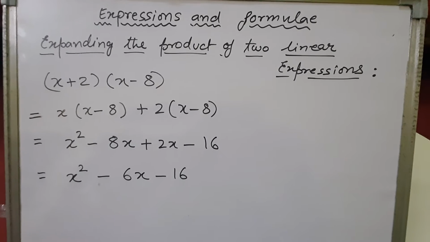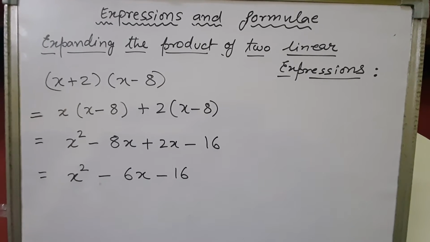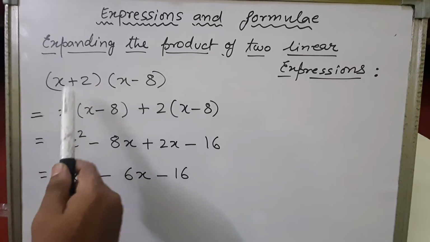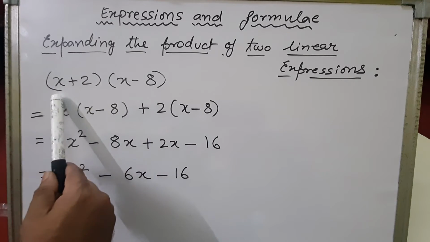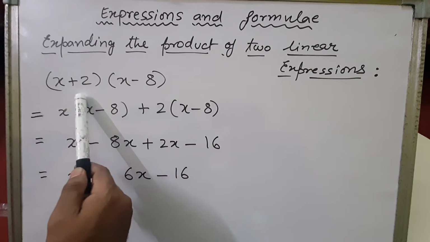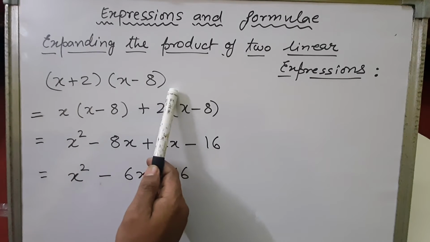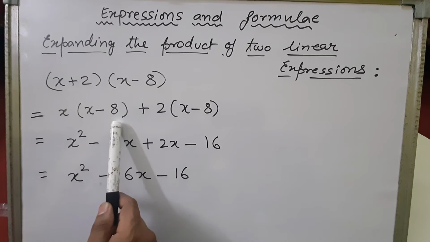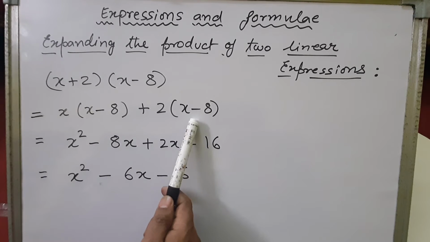Now let's see this sum, children. Here we have to find the product of the two linear expressions x plus 2 and x minus 8. When we multiply x plus 2 by x minus 8, first we multiply x by x minus 8, and then we multiply plus 2 by x minus 8. That's what we have learned. So we'll write x into bracket x minus 8 plus 2 into bracket x minus 8.